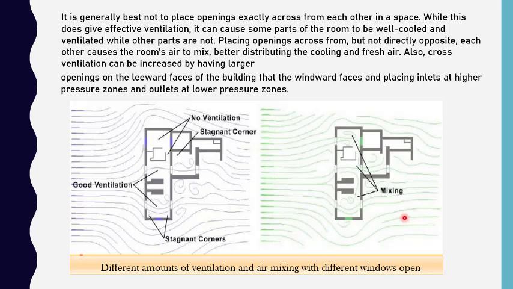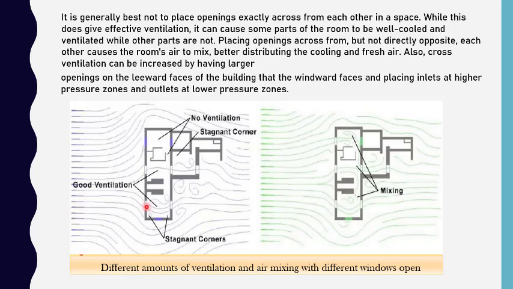It is generally best not to place opening exactly across from each other in a space. While this does give effective ventilation, it can cause some part of the room to be well cooled and ventilated while other parts are not. Placing openings across from but not directly opposite each other causes the room air to mix, better distributing the cool and fresh air. Also, cross ventilation can be increased by having larger opening on the leeward faces of the building than the windward faces and placing inlets at higher pressure zones and outlets at lower pressure zones.